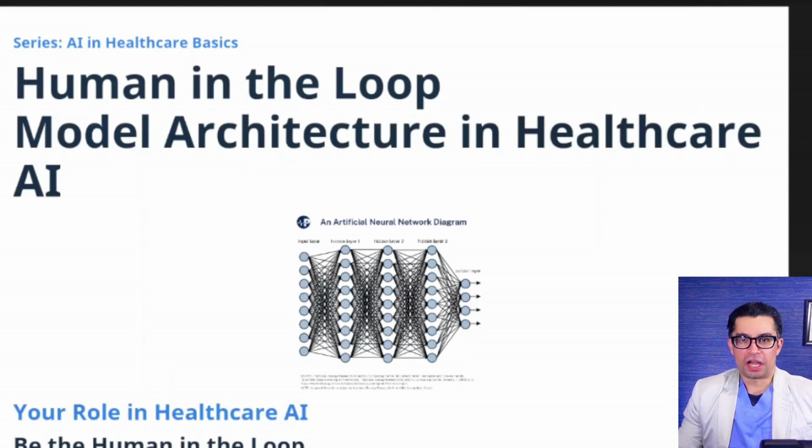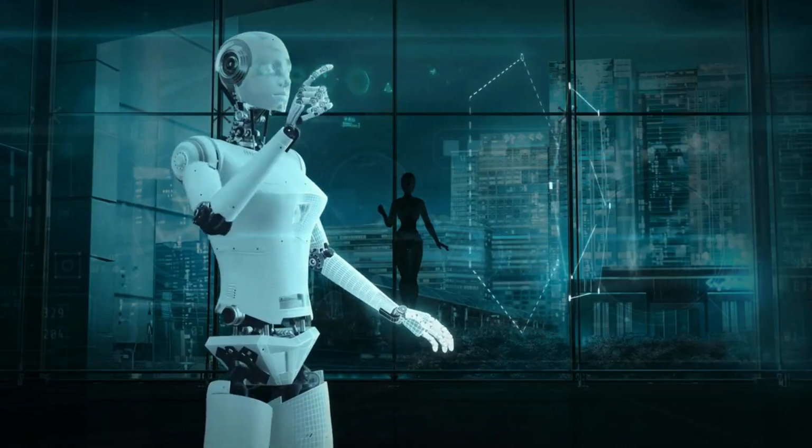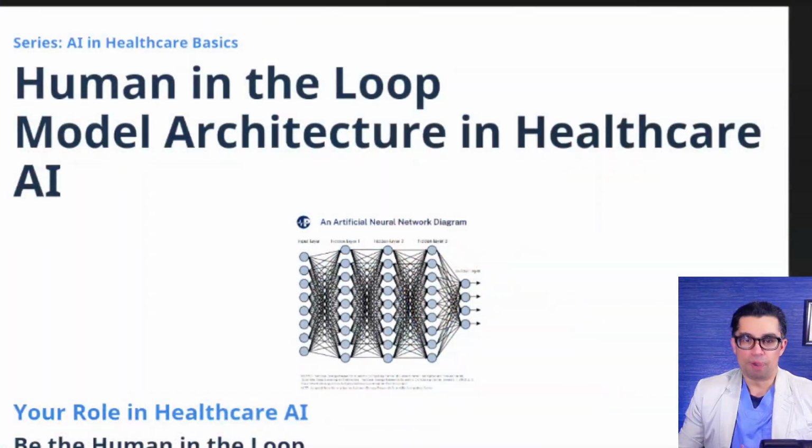I am Dr. Umer Khan, and I have been in healthcare IT and tech for over a decade now. And I've seen how often healthcare professionals are using AI tools without really understanding them. So today's topic is one of the most important topics if you want to be more than just a button clicker in the world of AI. And this, my friends, is model architecture in healthcare AI.